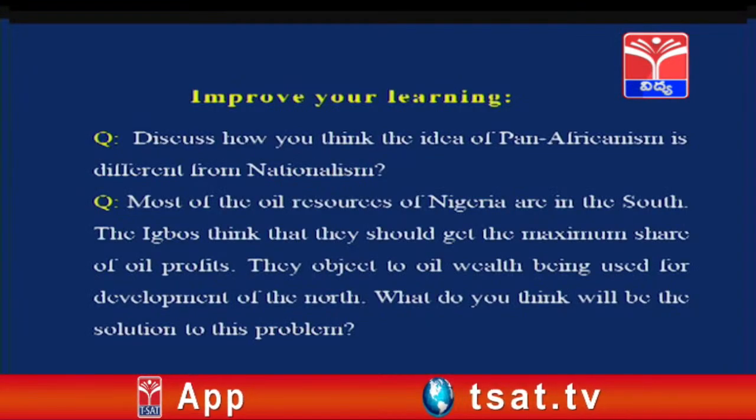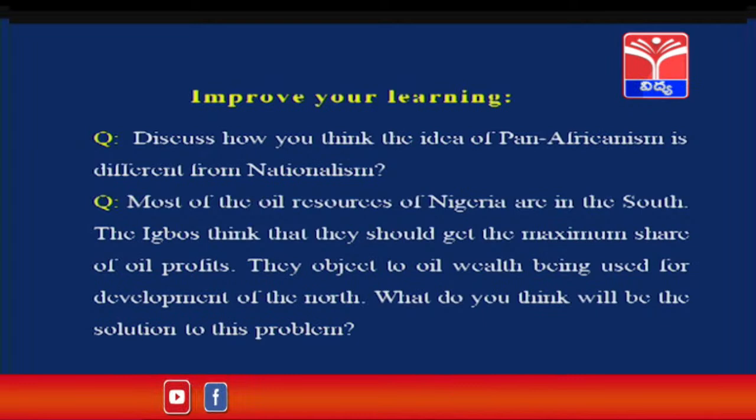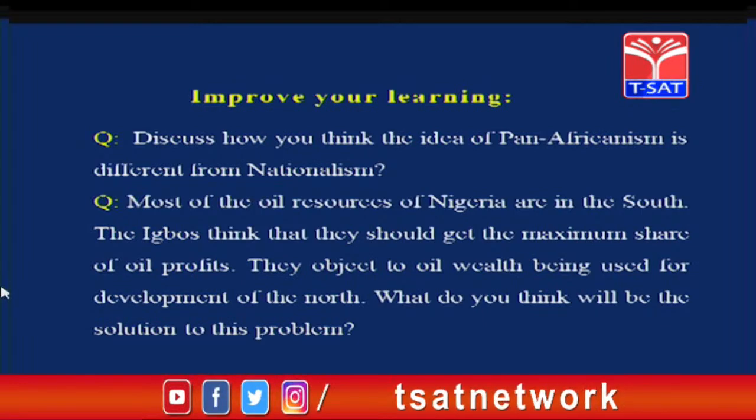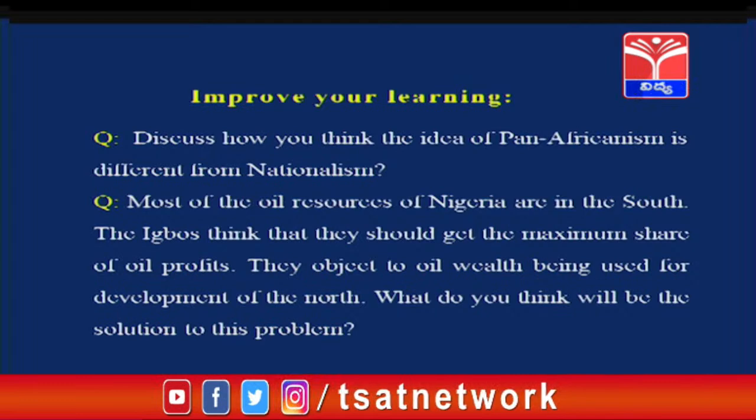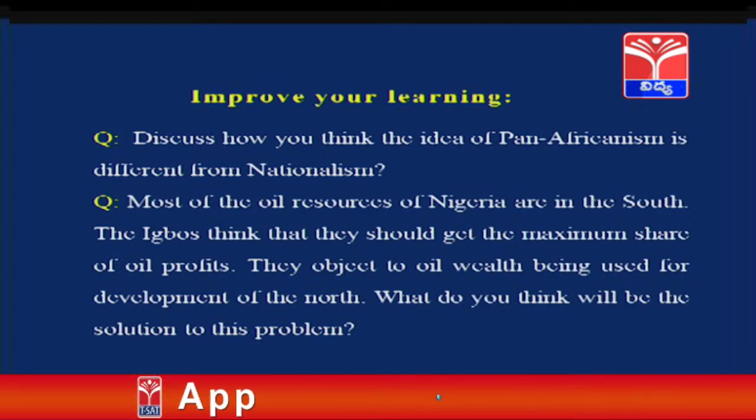Second question: most of the oil reserves of Nigeria are in the south. We have seen that the Niger Delta in the southern part of Nigeria is famous for oil reserves. In the southern part, Igbo tribal people were living. These tribal people think that they should get the maximum share of oil profits, and they say that the oil wealth is being used for the development of the north, but not the south. So, what do you suggest or think will be the solution for this problem?